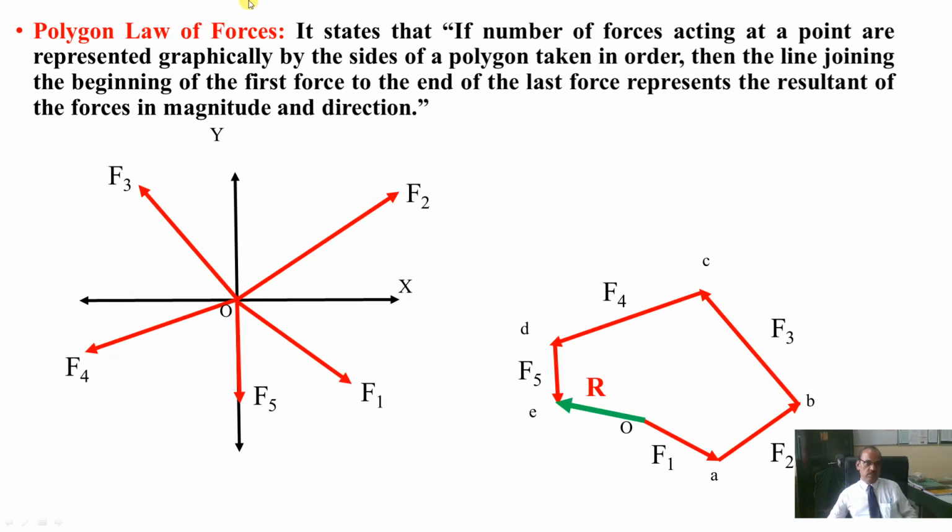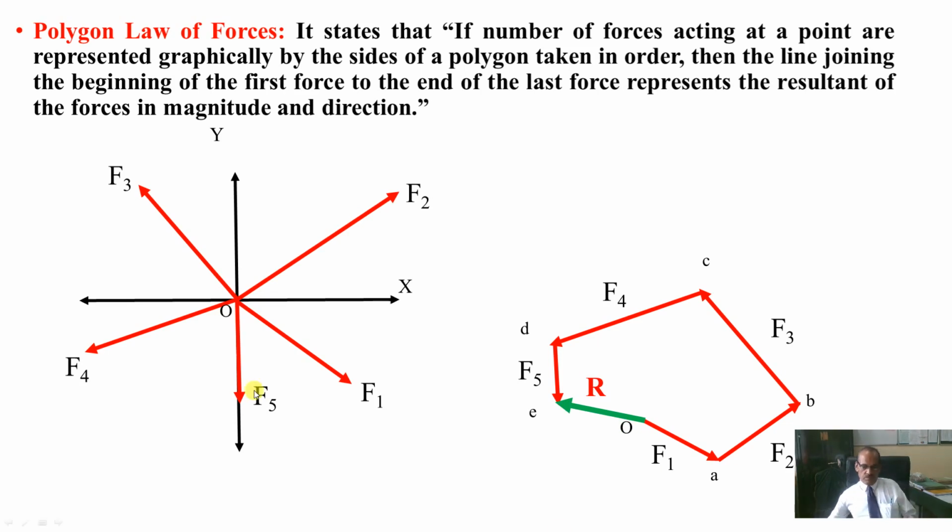Now the next one is the polygon law of forces. In the polygon law of forces, instead of two forces, you will find there are five forces: F1, F2, F3, F4 and F5. These are five forces acting at a point and away from it. If these forces are represented by the sides of a polygon, then the closing line OE gives the resultant of these five forces both in magnitude as well as in direction.